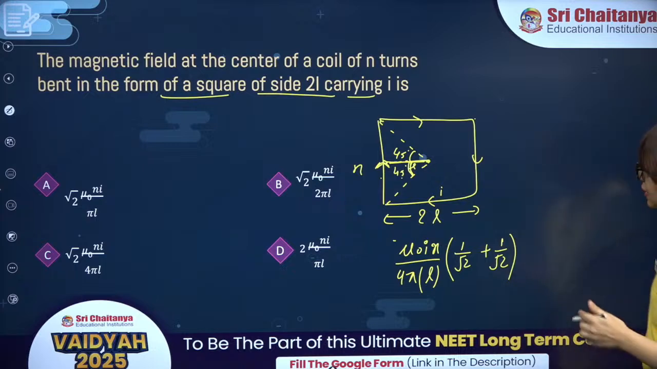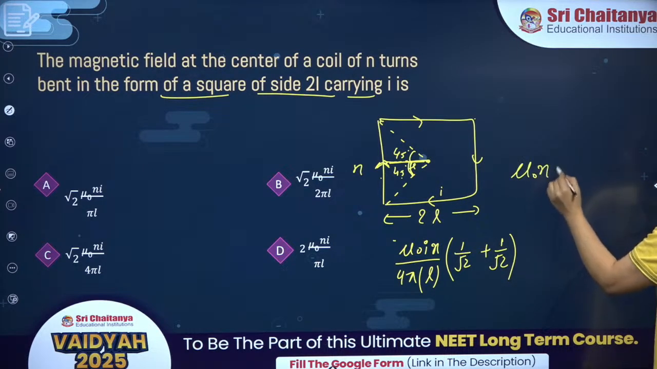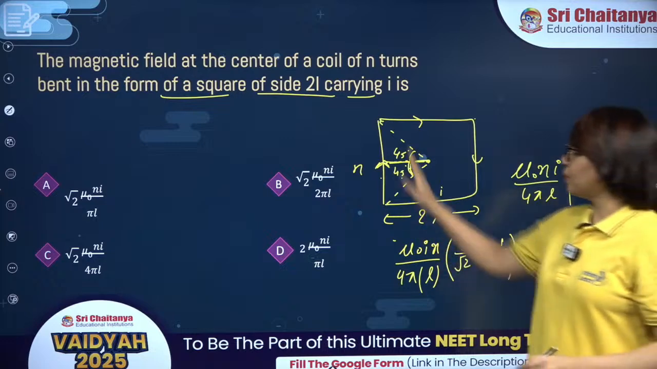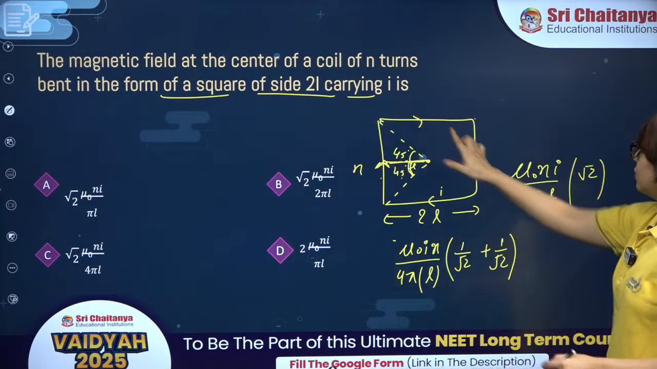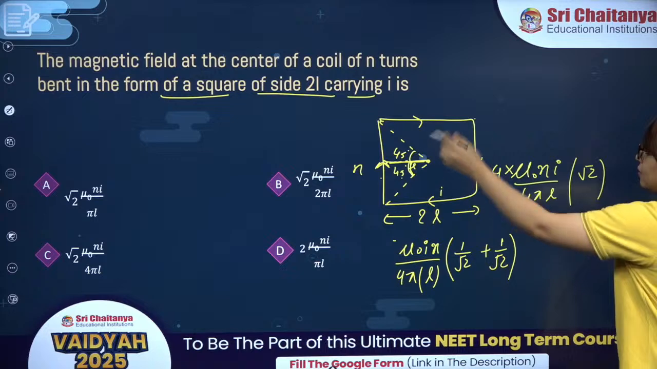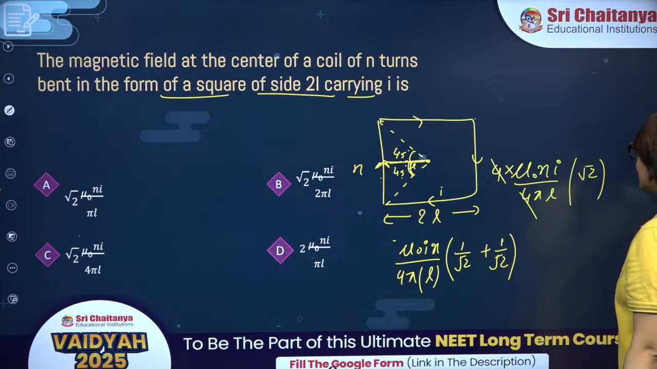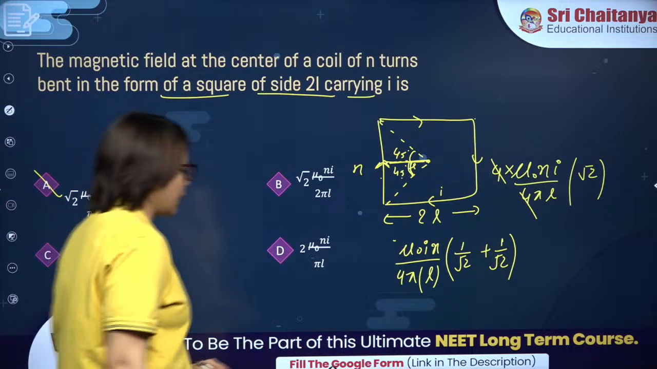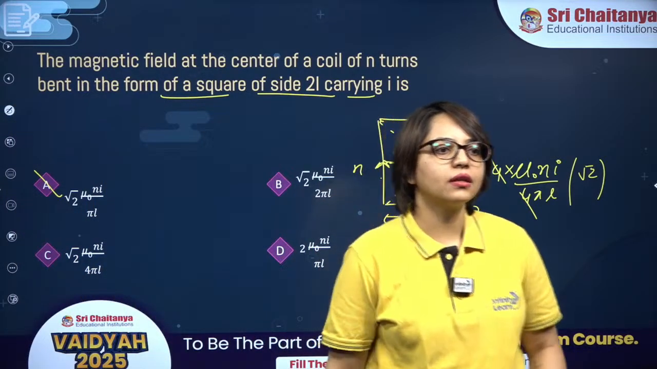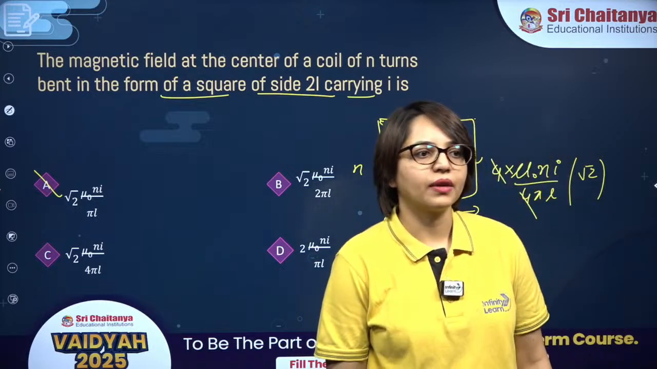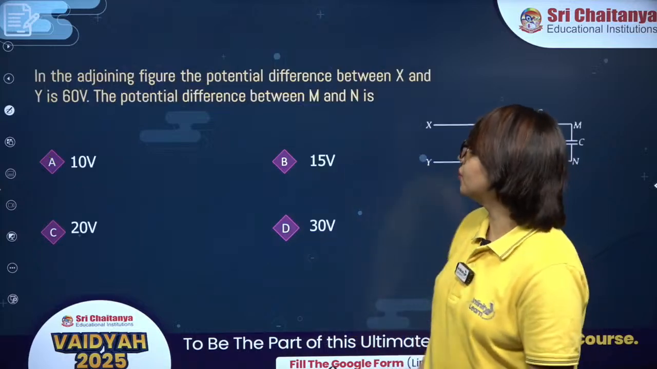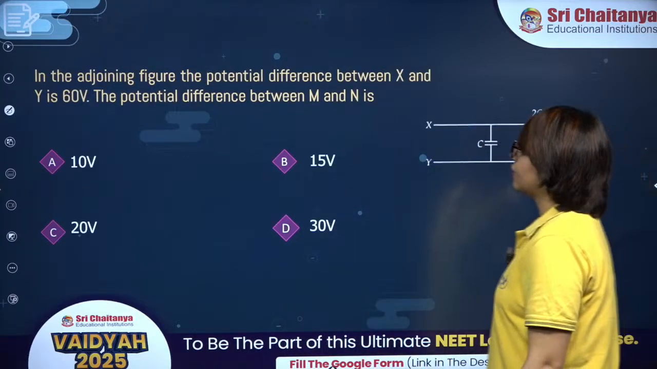So it will be mu naught Ni divided by 4 pi L and it is 2 by root 2, which is root 2 only. This is the magnetic field generated by one side. So the total magnetic field will be 4 times that of the one side because we have 4 sides. 4 cancel. So the answer is root 2 mu naught Ni divided by pi L, which is option A. Option A is the correct answer. Alright, you can get good marks if you follow this series very well.